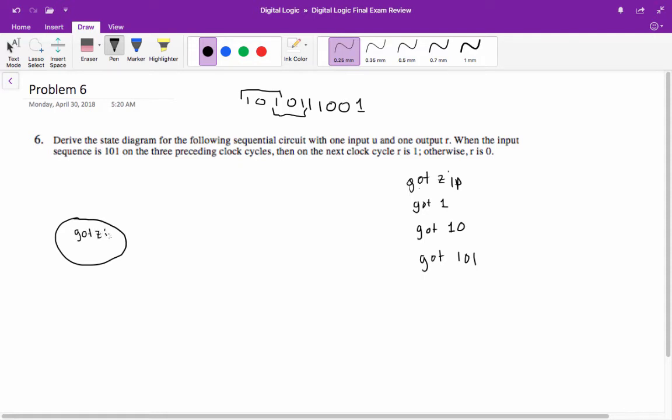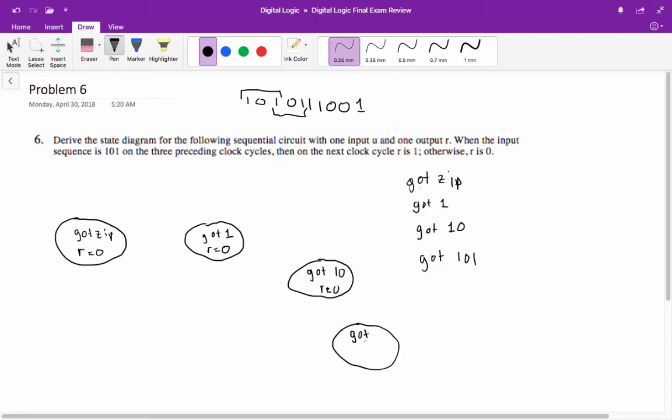So if we got zip, then our output is 0. If we got 1 and just a 1, our output is 0. If we got 1, 0, then our output is still 0. That's an R equals 0. And then if we got 101, then our output is 1. So on a Moore machine, you put your output with your state because the output depends only on the state that you're in.